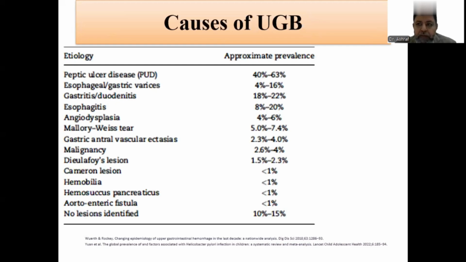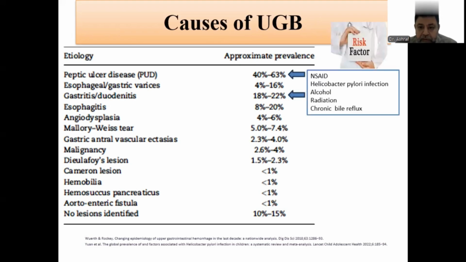There are many causes for upper GIT bleeding. The most common causes are peptic ulcer disease, gastritis, duodenitis, esophagitis, gastric and esophageal varices, malignancy, Mallory-Weiss syndrome, angiodysplasia, and many other causes, but these are the most common causes. The risk factors for developing peptic ulcer disease, esophagitis, duodenitis or gastritis are non-steroidal anti-inflammatory drugs, alcohol, radiation exposure, H. pylori infection.